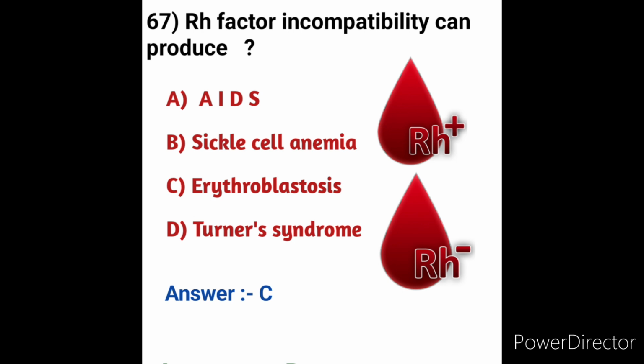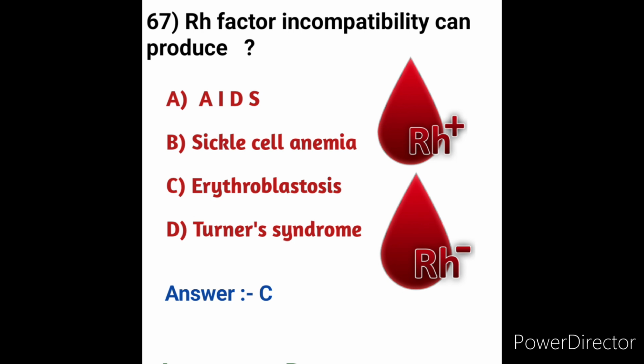So here, the mother is Rh negative and the father is Rh positive, so she conceived a fetus with Rh positive blood. So here Rh incompatibility occurs, leading to erythroblastosis. Option C is the correct answer.